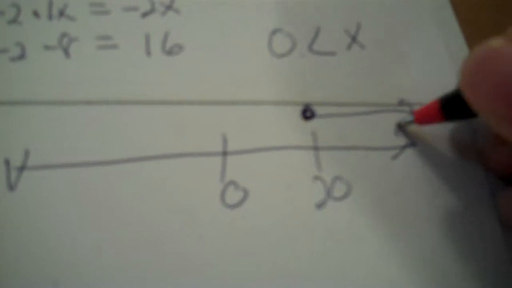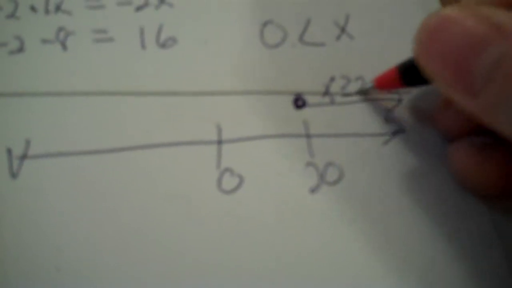Negative 4 times negative 5, just make your loop. You have x in front of the symbol, so you put it in front. Negative 4 times negative 5 is 20. Circle. Okay, eats the x, so it goes this way, so x greater than or equal to 20.